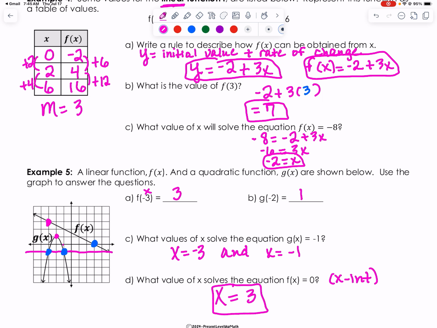And that concludes today's lesson on function notation. If there's anything that's confusing to you, feel free to go back, pause the video, and rewatch it.